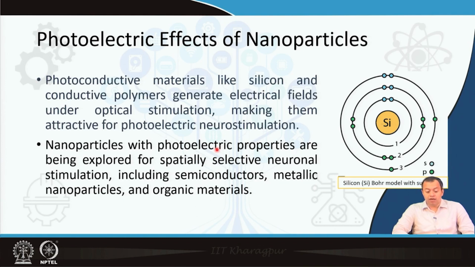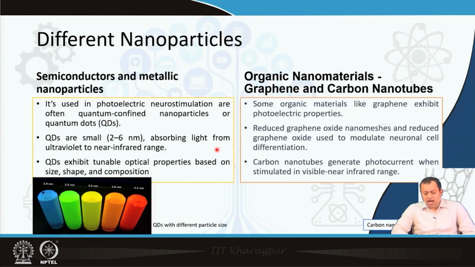Photoelectric effect: photoconductive materials like silicon and conductive polymers generate an electric field under optical stimulation, you know this. Nanoparticles with photoelectric properties are being explored for spatially selective neuronal stimulation. So, an action potential is generated by the presence of a nanoparticle, because when light falls on the nanoparticle, it generates electric current. That electric current can be considered as an electric action potential, triggering the neuron to fire.